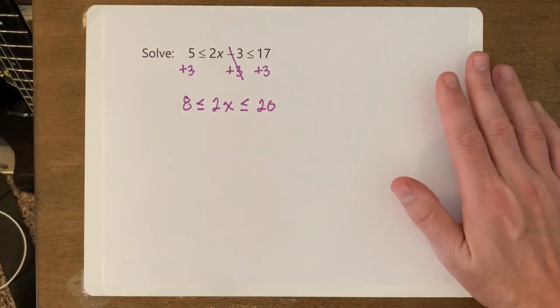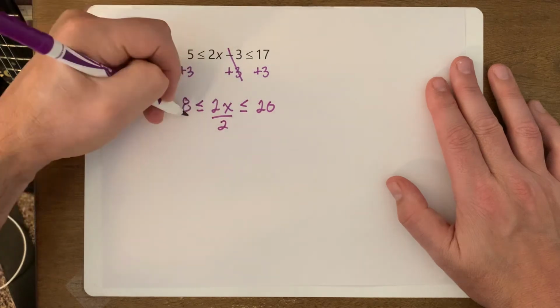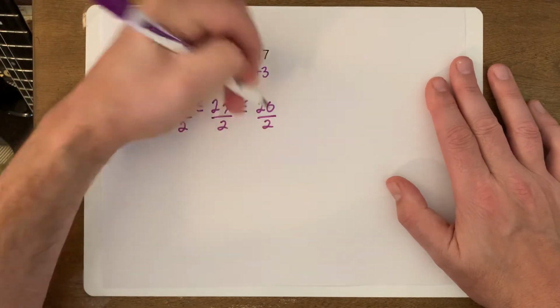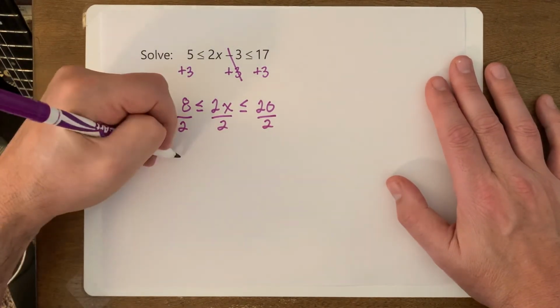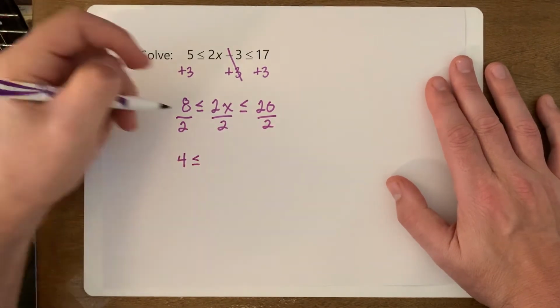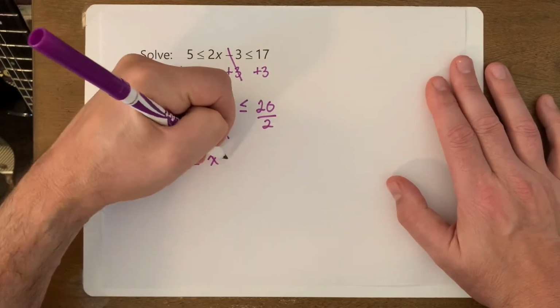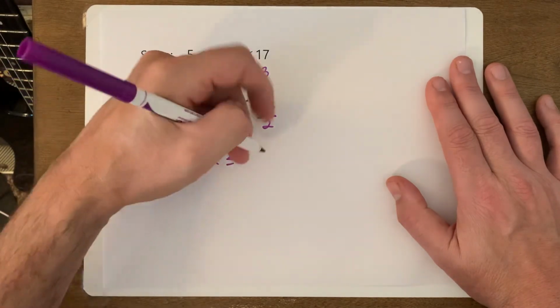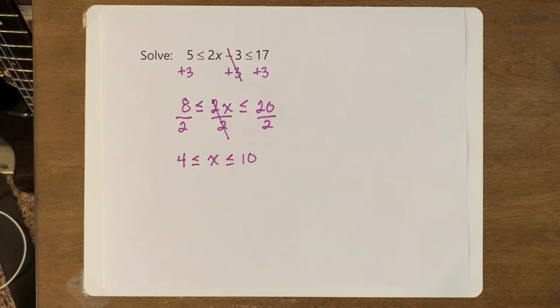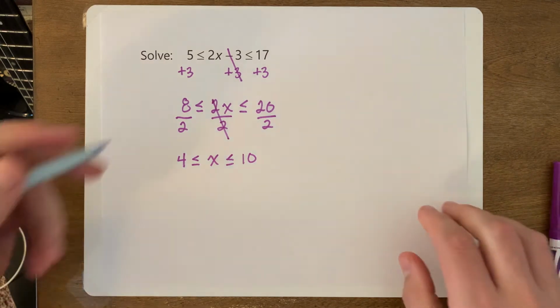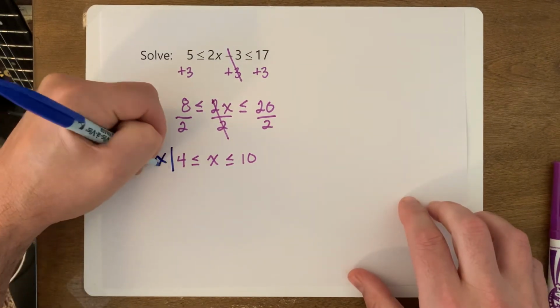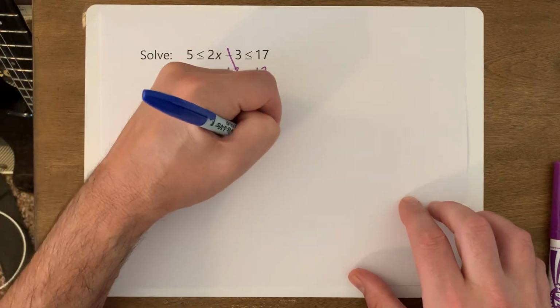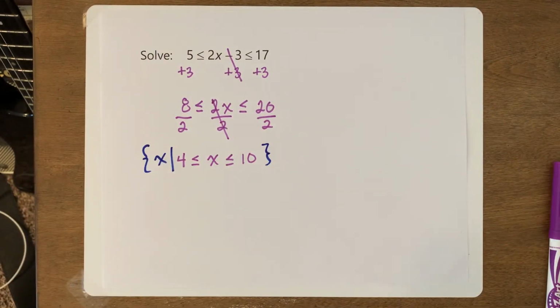Now just divide everything by 2. 8 divided by 2 is 4, less than or equal to x, less than or equal to 10. Again, that right there is ready to be put in set builder notation. Just put these little pieces together, and now it's done. If you want to graph it, the graph isn't really going to be too difficult.